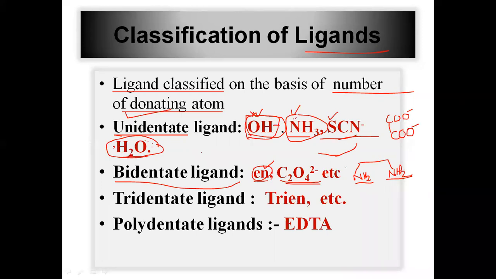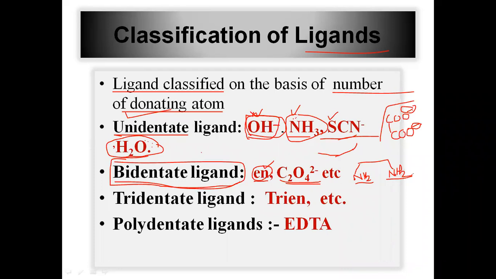So you can see again in the ion, this is the one donating side, it has the negative charge. On the other side the donating atom is the oxygen. So total two donating sides in the same ligand. So such a ligand is known as the bidentate ligand. Okay, this is the bidentate ligand.